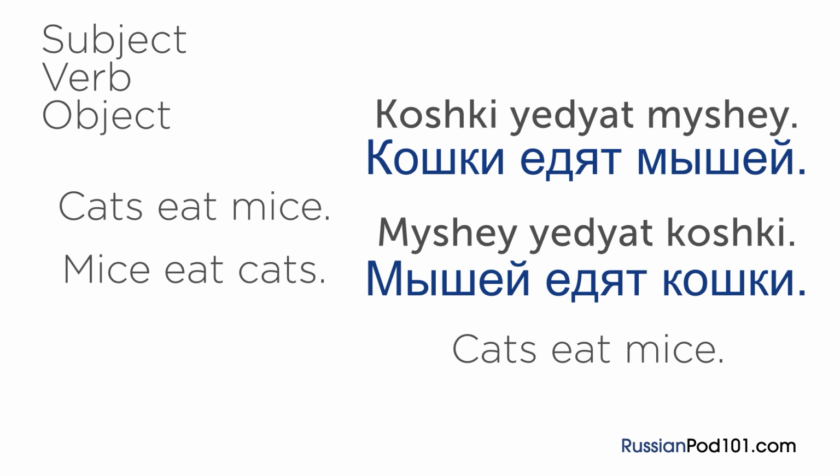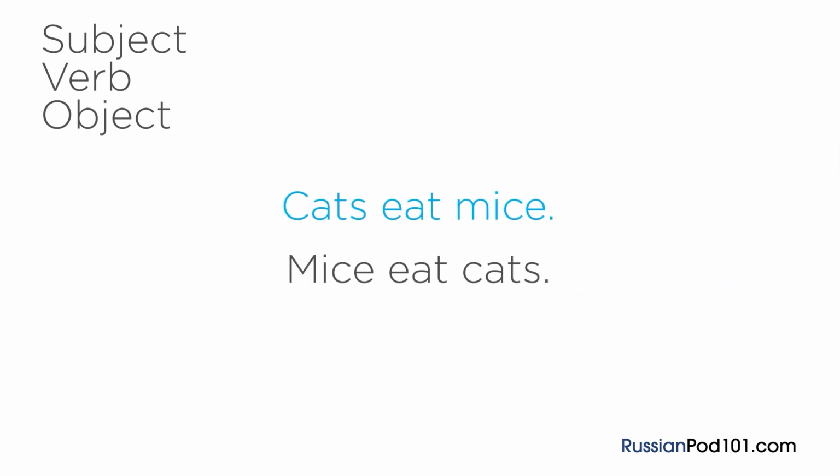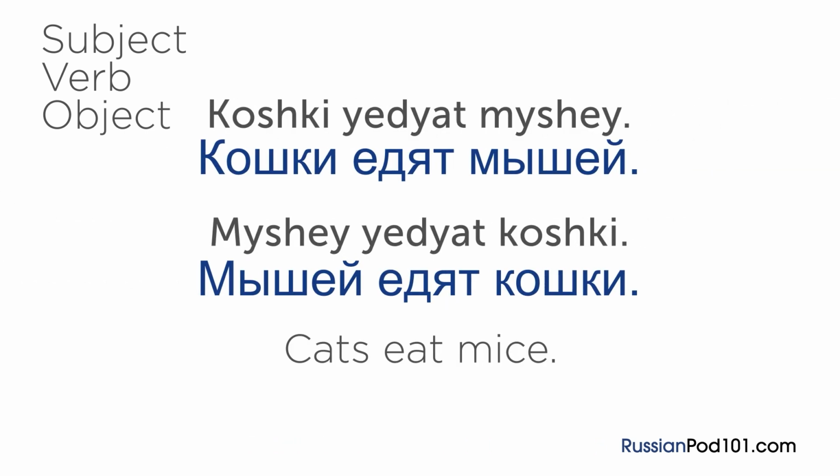Compare the following examples. Cats eat mice. If we were to swap the subject with the object, we'd get mice eat cats. As you can see, the SVO word order in English is fixed. Changing the word order changes the meaning of the sentence completely. Russian, on the other hand, is much more flexible. Starting with the SVO word order, кошки едят мышей. We can swap the subject with the object like we did for English, and yet, мышей едят кошки. The meaning of the sentence remains the same.